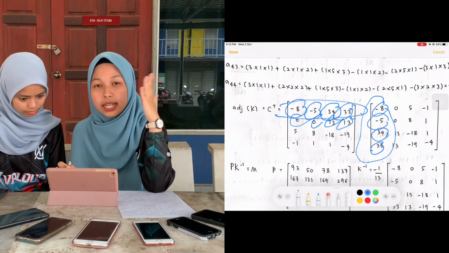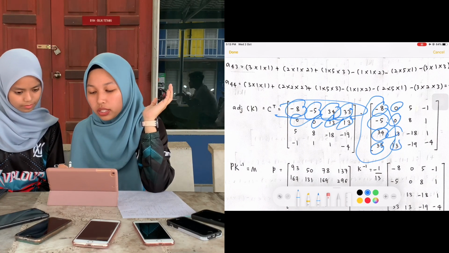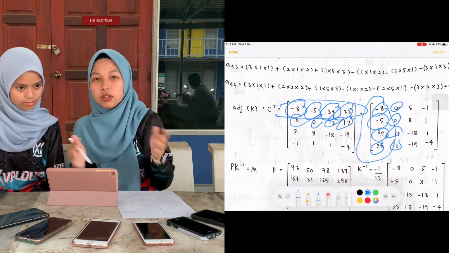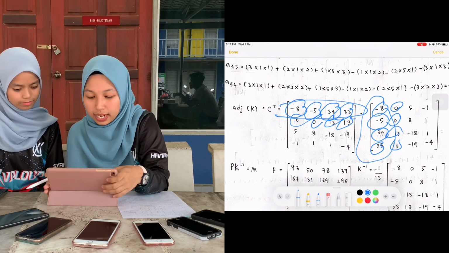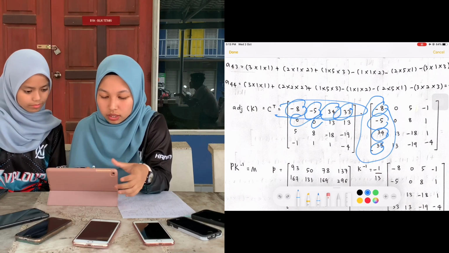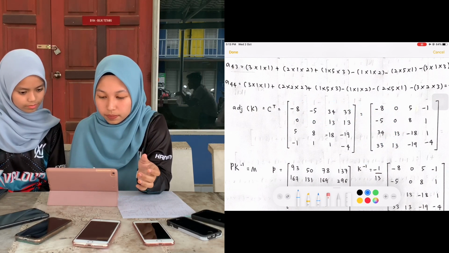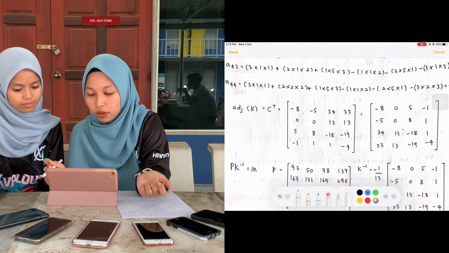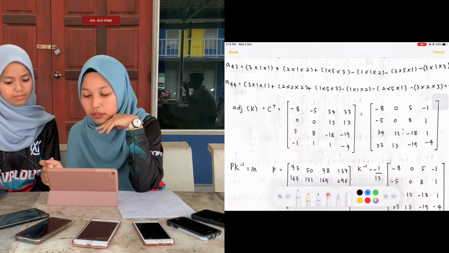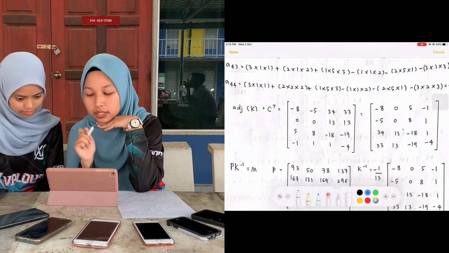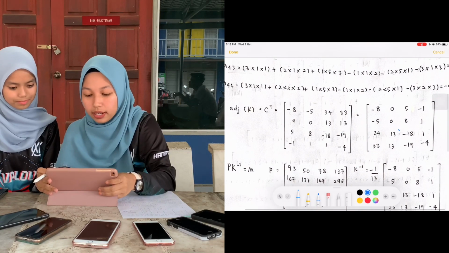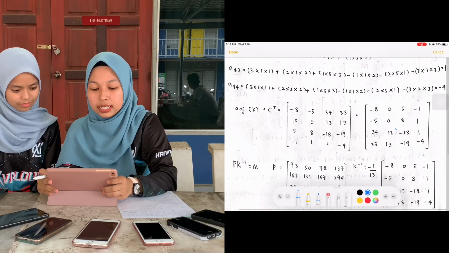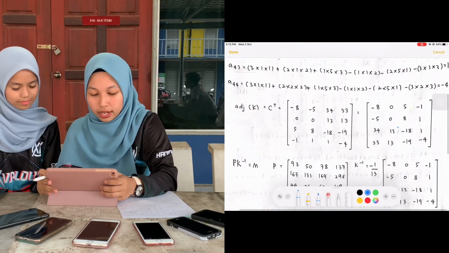We put it in the second column, 0, 0, 13, 13. And we just continue until we get the last final answer, which is negative 8, 0, 5, negative 1, negative 5, 0, 8, 1, 34, 13, negative 18, 1, 30, 33, 30, negative 19, and negative 4. This is the adjoint for K1.